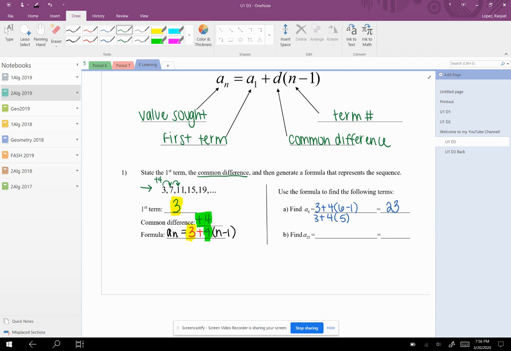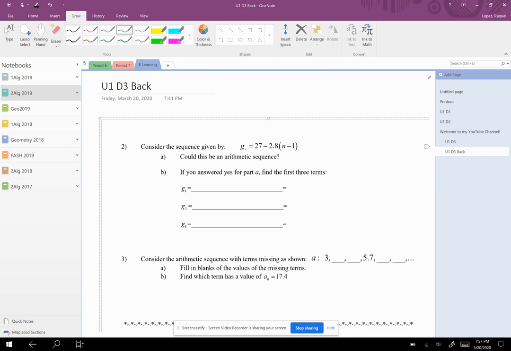Now, if I'm looking for the 25th term in the sequence, we're going to follow something very similar, except instead of plugging in n, we're going to plug in 25. Follow order of operations again. Okay. 4 times 24 is 96. 3 plus 96 is 99. So the 25th term in our sequence is going to be 99. All right, so if you're following along, go ahead and turn these notes to the back.